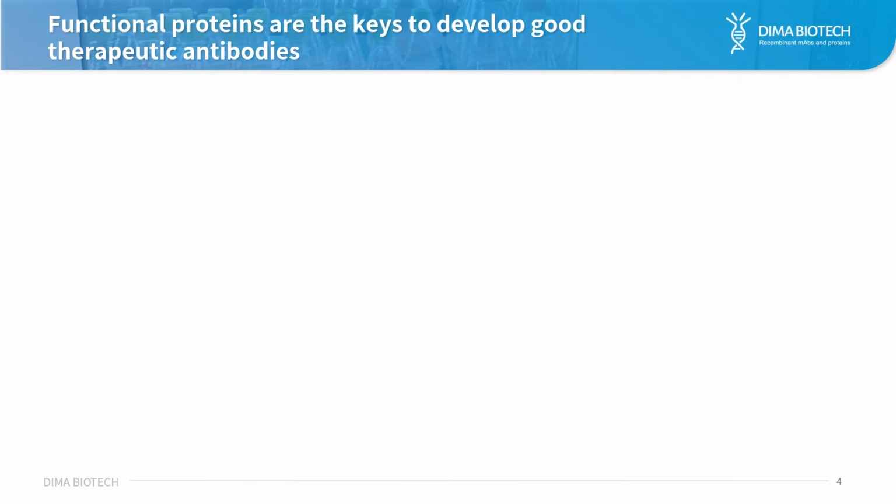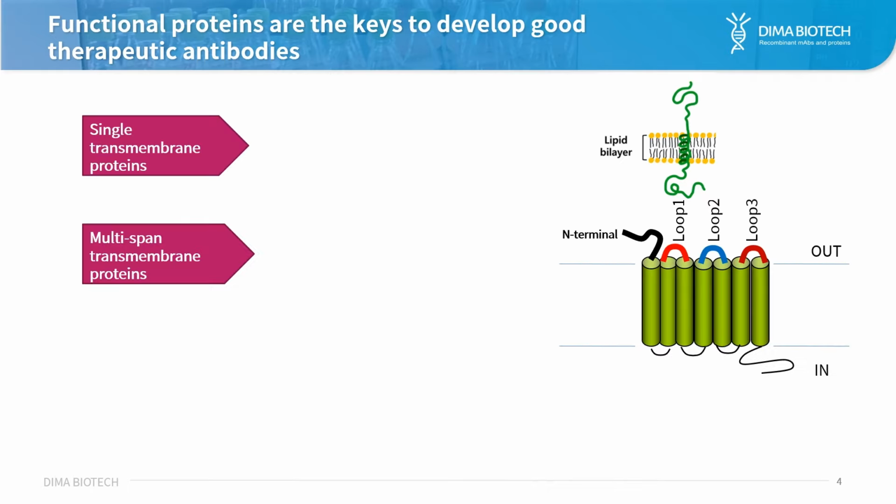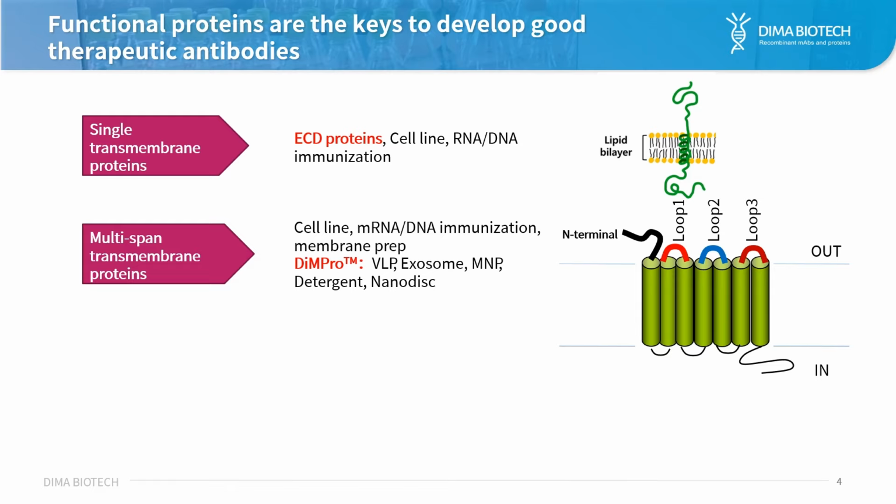Let's start from the first step, the immunogen preparation. More than 90% of therapeutic antibody targets the transmembrane proteins. According to the transmembrane part, the protein can be grouped into two categories: single transmembrane protein and a multi-pass transmembrane protein. For single transmembrane protein, the immunogen production is easy.